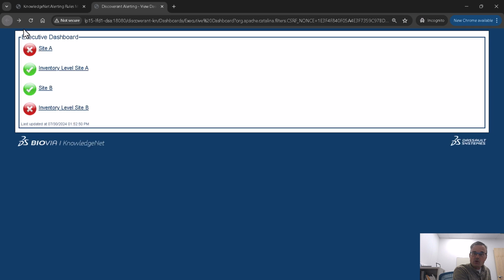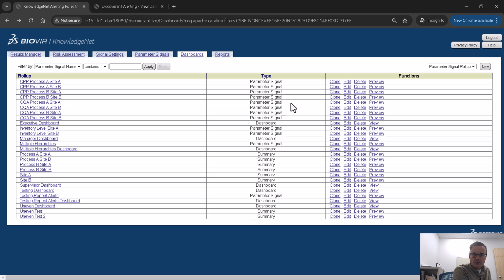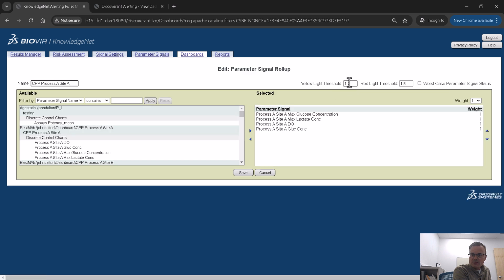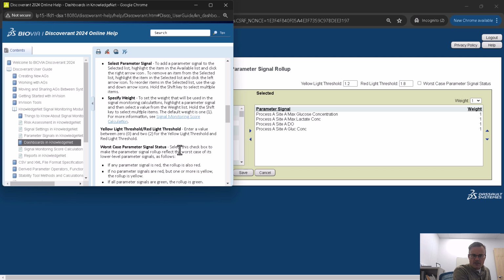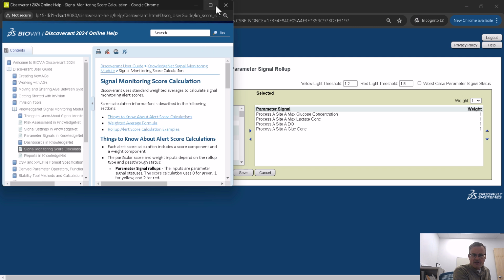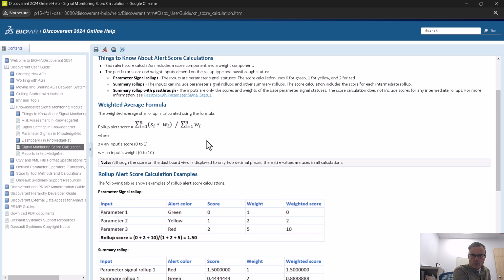If we maybe go back, let's say go all the way back here and look at one of those parameter signals, you see this is where those thresholds are defined. These are the parameter signals that are used. This is the weights. So if you have the weighting, then you're going to actually multiply by that weight. An example of that, let me see if I can go into the help. I'll show an example calculation here where that weighting is used.